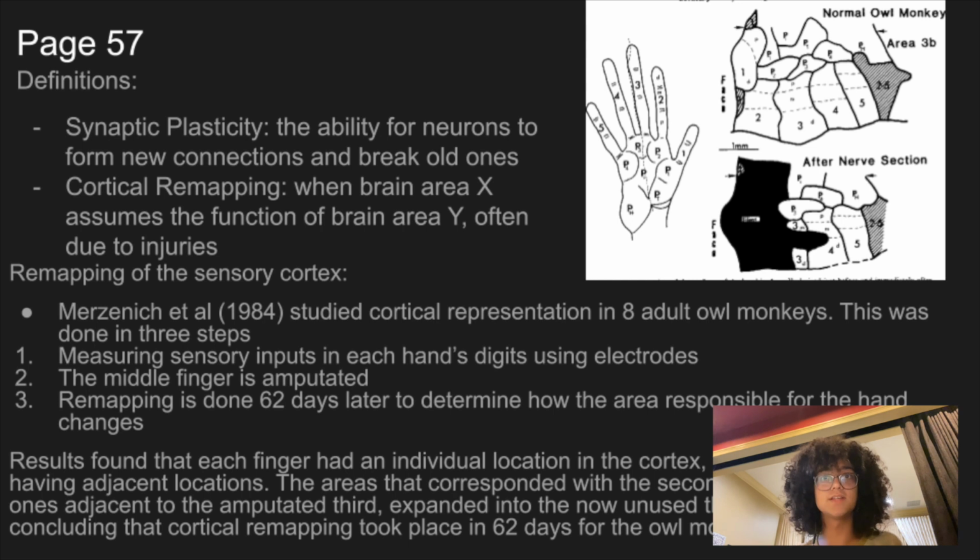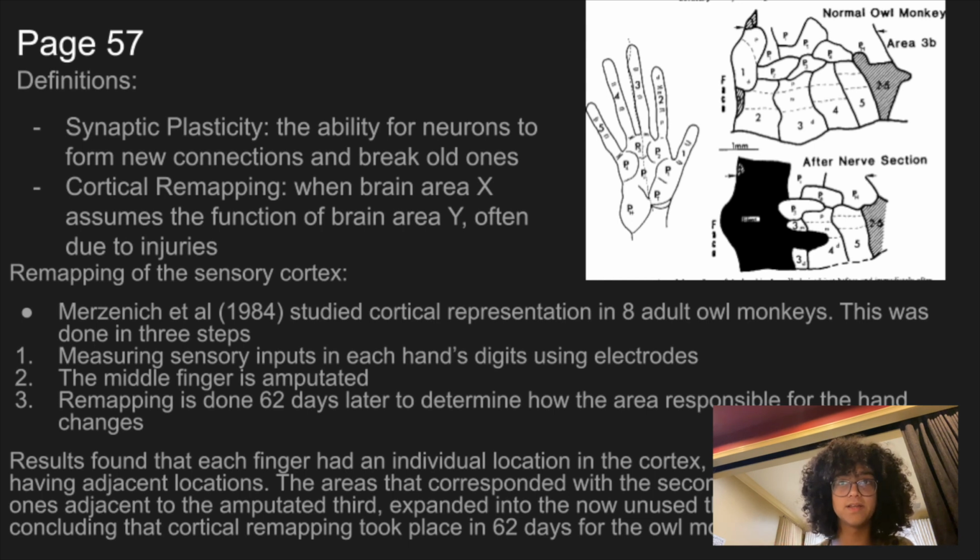What this study found is that each digit has an individual location in the cortex with adjacent fingers or digits having adjacent locations. The areas that corresponded with the second and fourth fingers, the ones adjacent to the amputated third, expanded into the now unused third area in the cortex. This allowed them to come to the conclusion that cortical remapping had taken place in the owl monkeys over a period of 62 days.